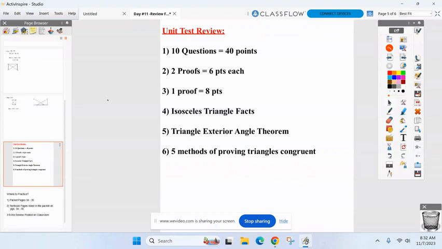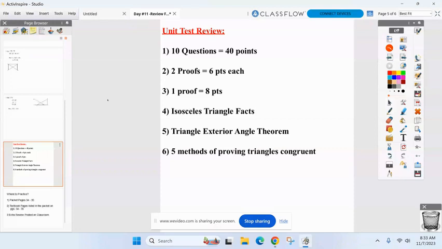There's going to be 3 proofs total, right? The first 2 proofs are 6 points, and that's basically prove these 2 triangles congruent, using one of our 5 methods. The 8-point proof at the end of the exam is going to be like a part A. Do this for part A, continue your proof to do part B. So it's a little bit of a longer one than the other 2. Again, the 6-point proofs are just prove the triangles congruent, and the 8-point proof is like a 2-parter, part A and part B.